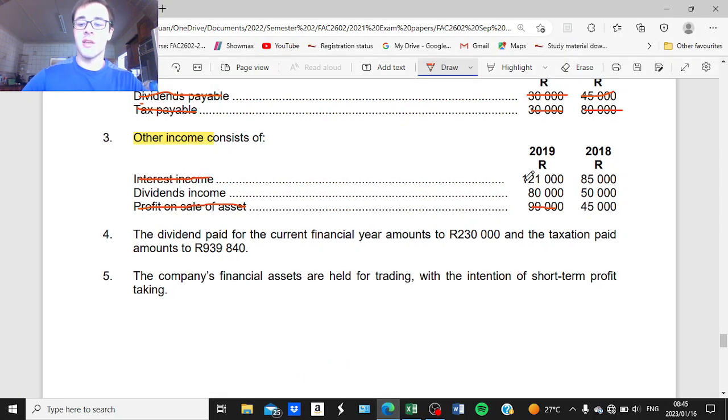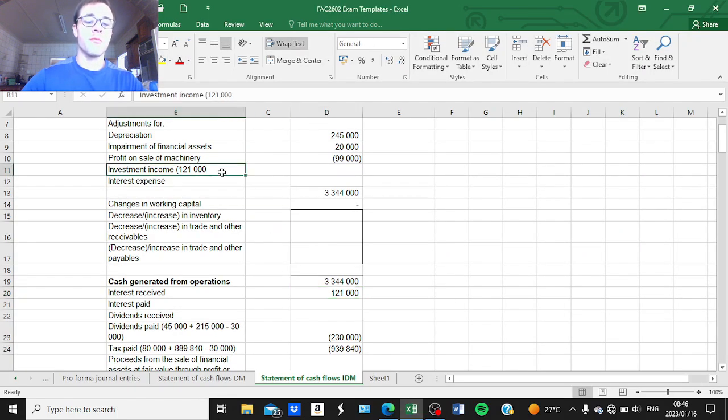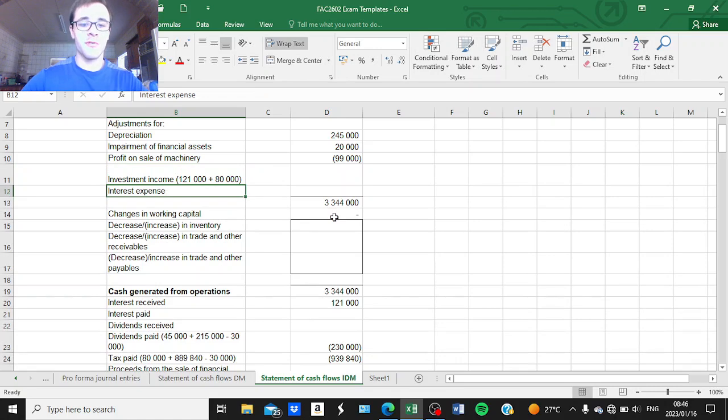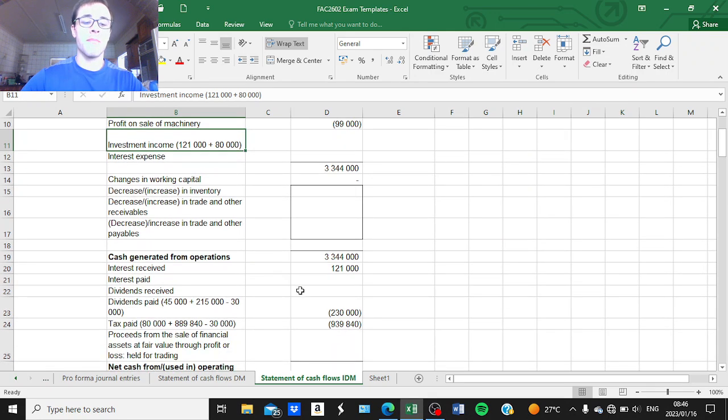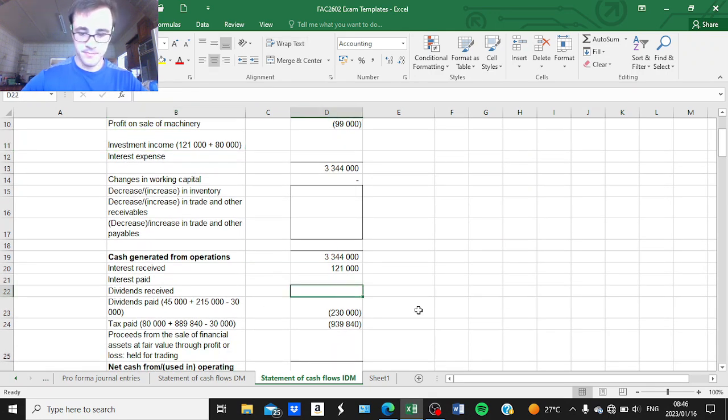Okay, the previous year's figure is irrelevant. All right. And then the dividend income for this year amounted to 80,000. Once again, there is no information that indicates that dividends were receivable at the beginning or the end of the current financial year. All right, so we take the amount disclosed as part of other income, which is 80,000, as the amount that was received during the year.